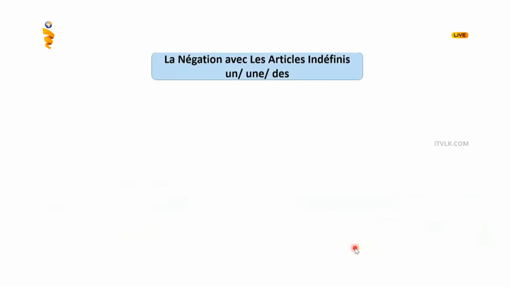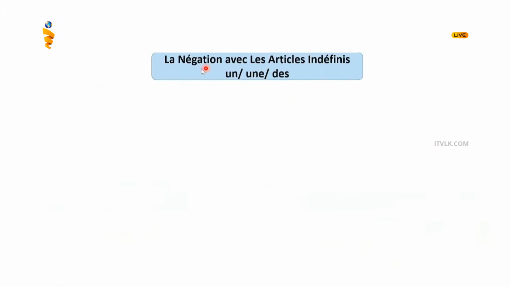That is with some articles. By now you know these articles, les articles indéfinis. La négation avec les articles indéfinis. What are les articles indéfinis? Un, une, des. Whenever you are having a sentence with un, une, des, and if you want to transform that sentence into negation, what happens? Now see my example. Il a un livre. He has a book. So here, this is the conjugated verb. We have to remember that.